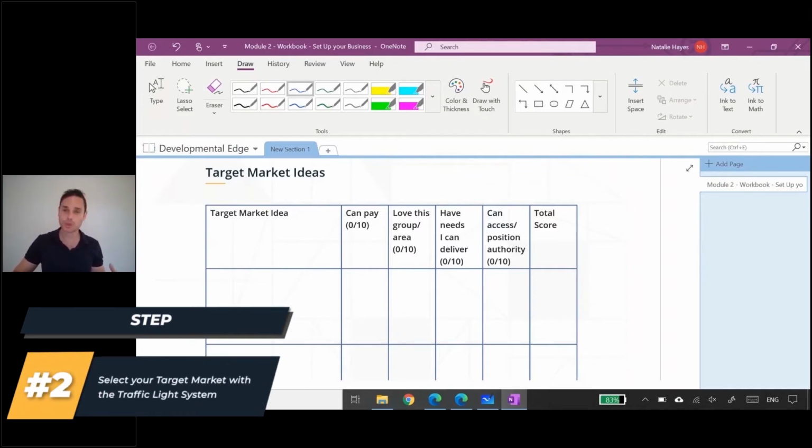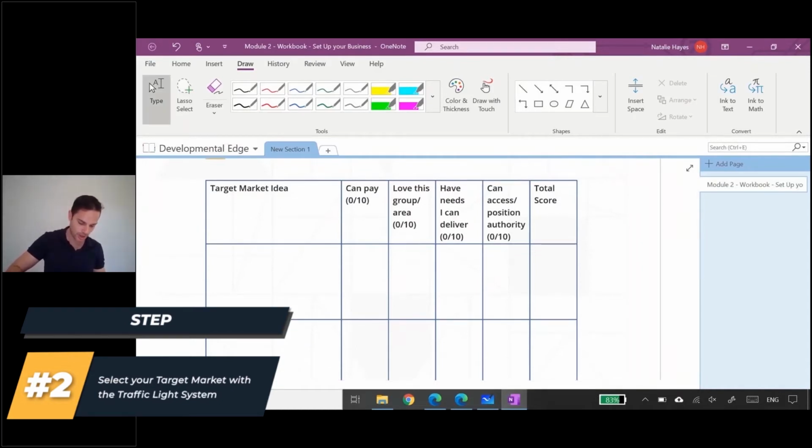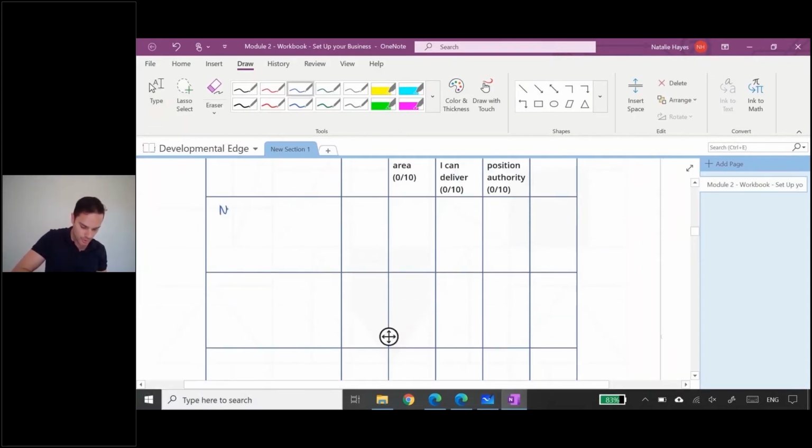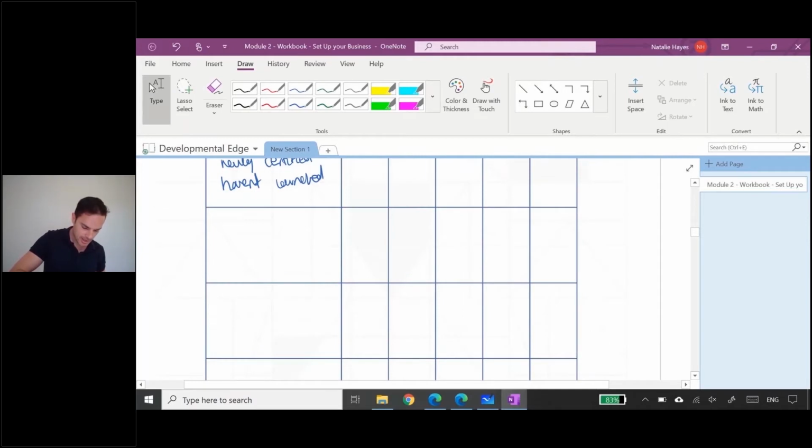So I'm just going to put in all of the groups that I brainstormed here in this left little column. So let's say new coaches, newly certified, who haven't yet launched their business. Let's just say that's one of my groups. And another group, just making this up on the spot, is middle managers in the tech industry who have just increased the size of their team.